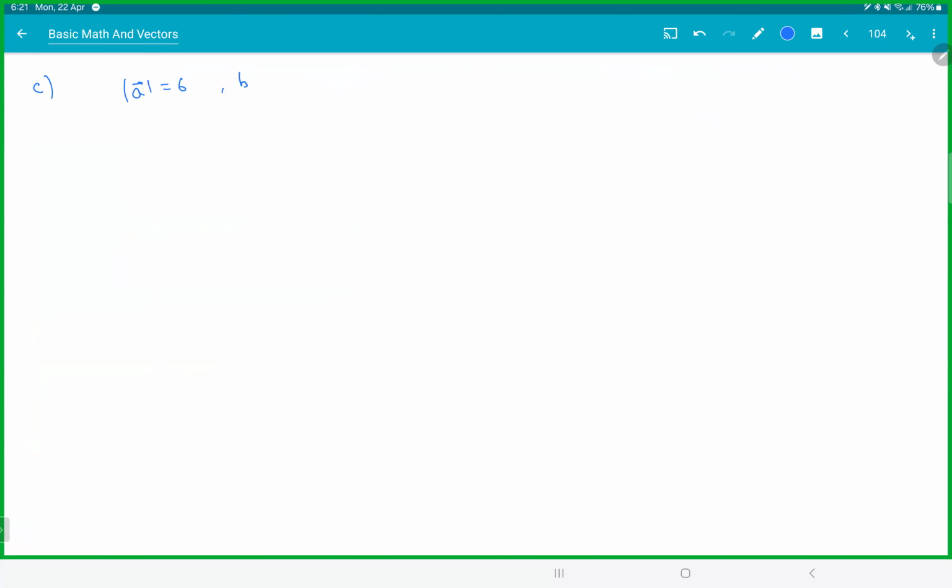So A is 6, B is 6, C is 7. So the sum of any two sides is greater than the third side. If this condition is satisfied, it automatically can form a triangle. There's no doubt. Great. So how to get the angles?